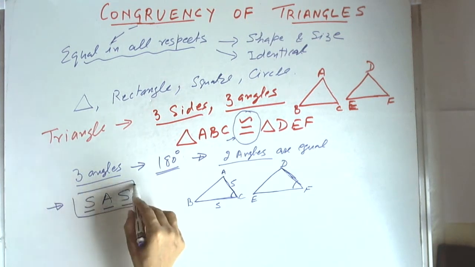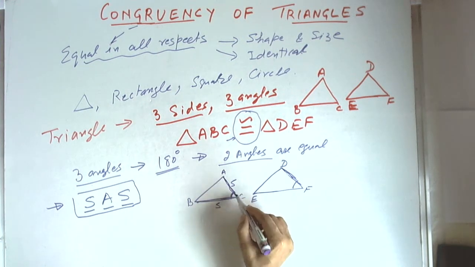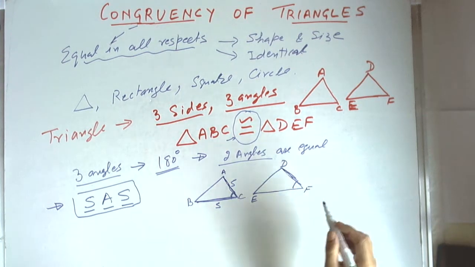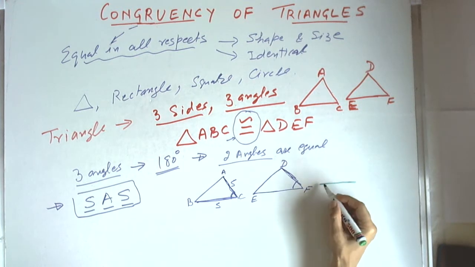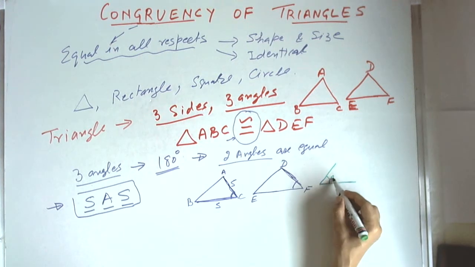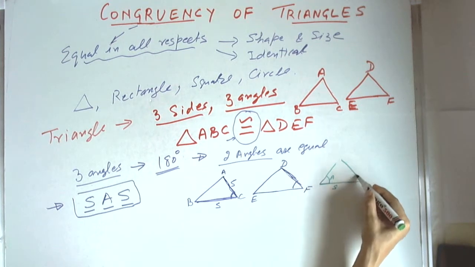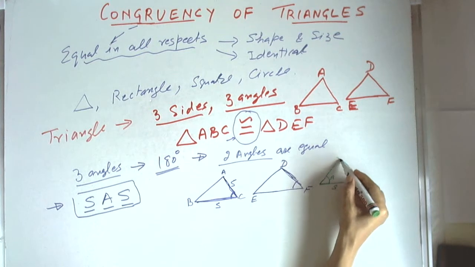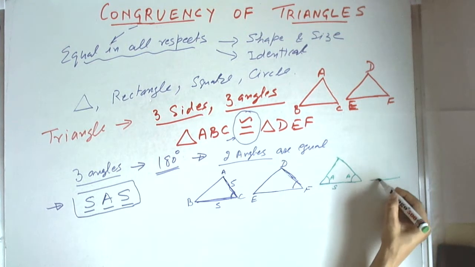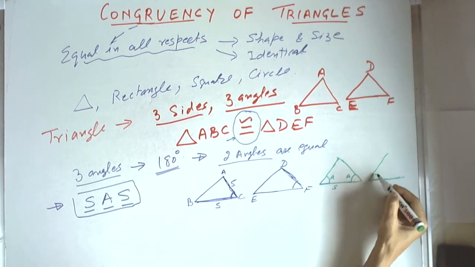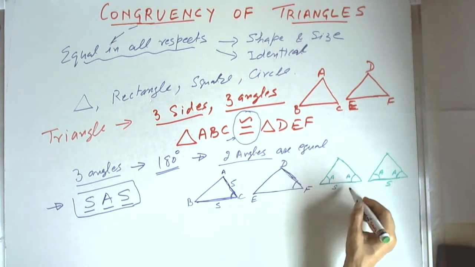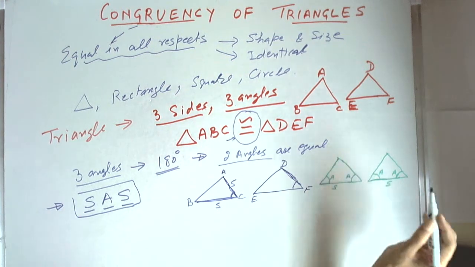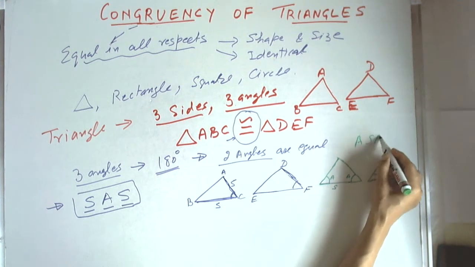So the first rule is SAS, side angle side. The second rule is ASA. Let me take a different color pen. So let's take this triangle, this angle A, then S, and then another angle. So in any two triangles, if we draw this angle and then another angle, if ASA between two triangles are equal, then again the triangles are congruent. So the second rule is the ASA rule.